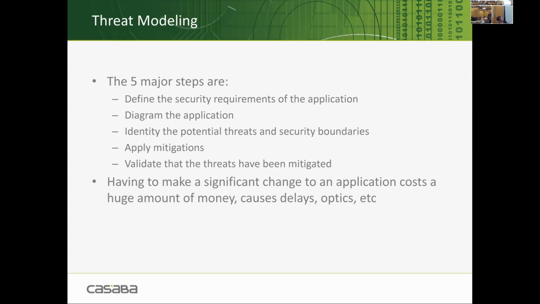So for threat modeling, there's really 5 major steps that you do. You define the security requirements, you diagram it, you identify all the potential threats and all the security boundaries, you apply mitigations, and then you validate that that has been mitigated or not. So like I mentioned, doing this stuff up front while an application is still in its design phase is really cheap. It's really, really easy to edit a few words or a few paragraphs on a document or a design model. It's a lot harder when code's been written, developers have been paid, etc., to go back and to fix everything.